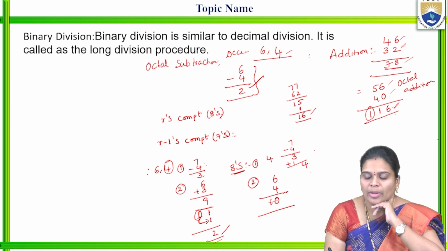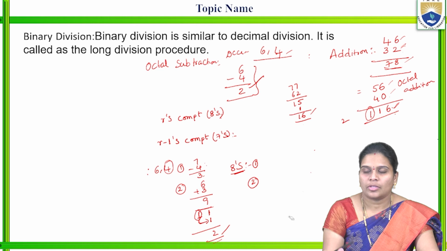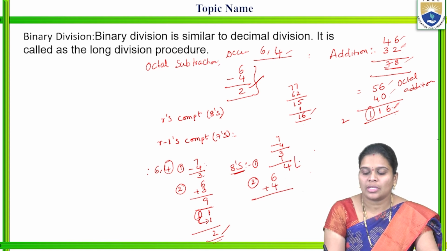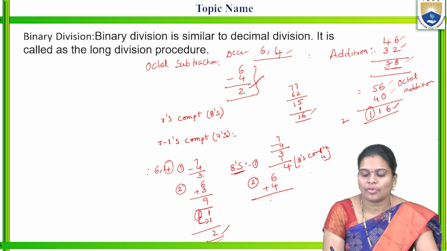So again it will be converted. Apply the 8's complement of the 4: 7 minus 4 equals 3, 3 plus 1 is 4. Now adding 6 plus 4, this is the 8's complement of 4, so 6 plus 4 is 10.